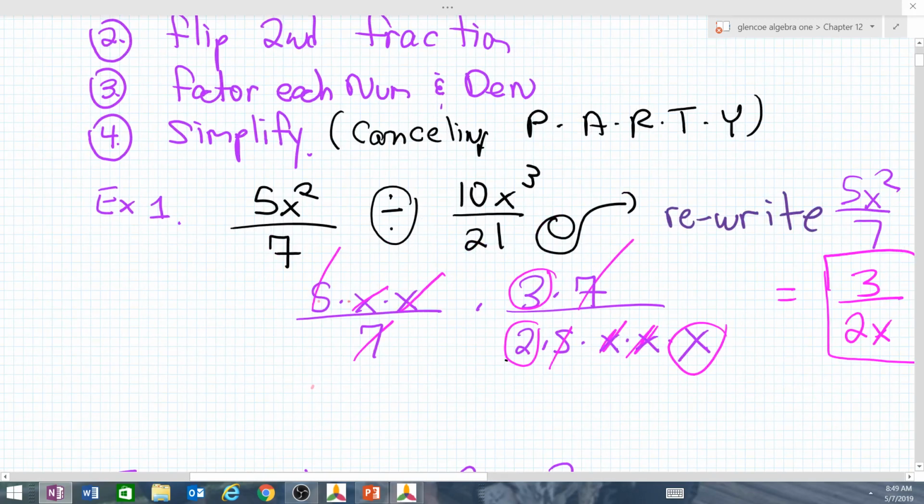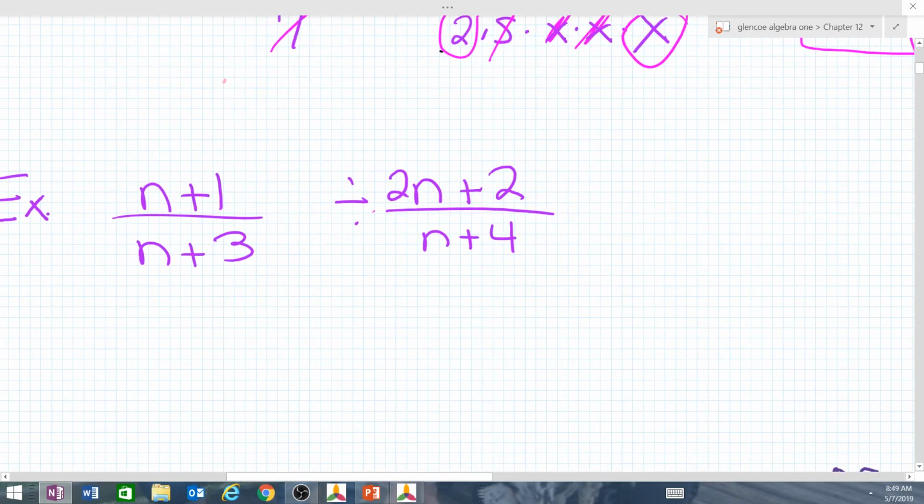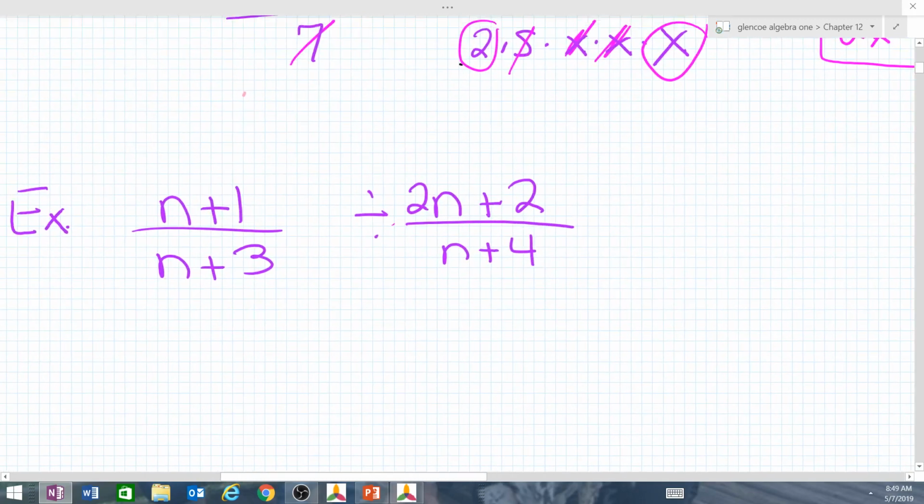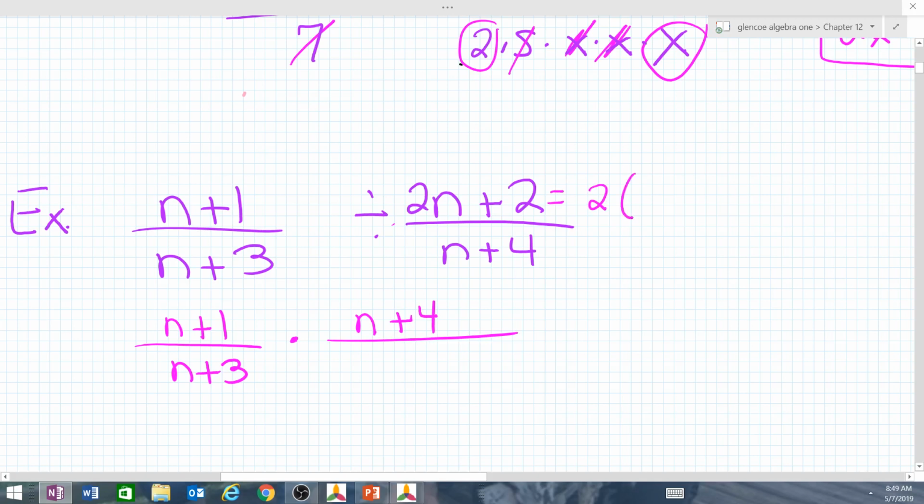Okay, example number 2. N plus 1 over n plus 3 divided by 2n plus 2 over n plus 4. Here's your number 1 mistake people make. They forget to change the division to a multiplication. So we're going to rewrite as n plus 1 over n plus 3 times n plus 4 over, we can factor this as 2 times n plus 1. Do you all understand that?